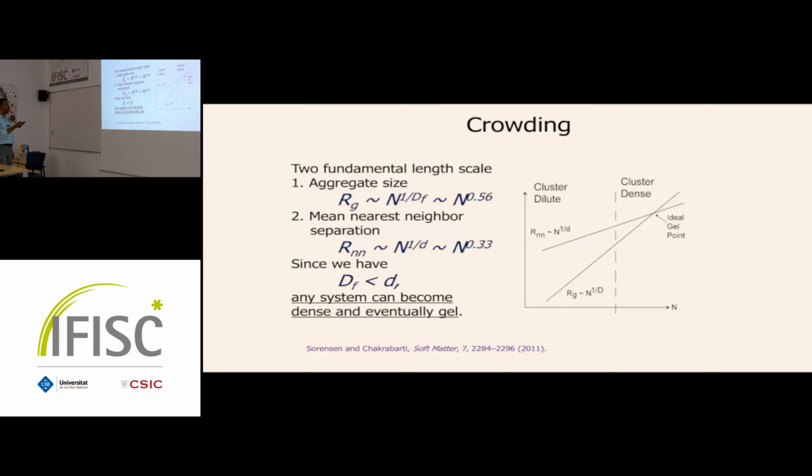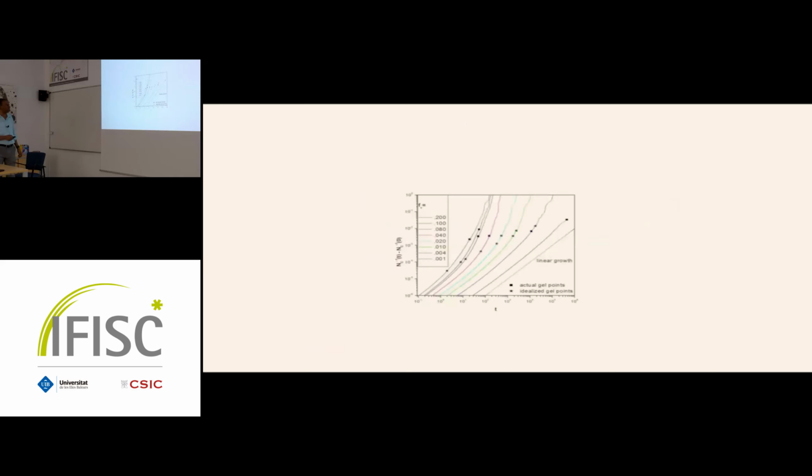So here it is. The aggregate size goes as 1 over df. If df is 1.8, that's size to the power 0.56. And the mean separation is 1 over 3, which is 0.33. And then the system will gel. So we have written a review on that.